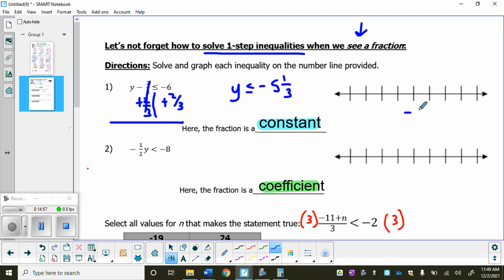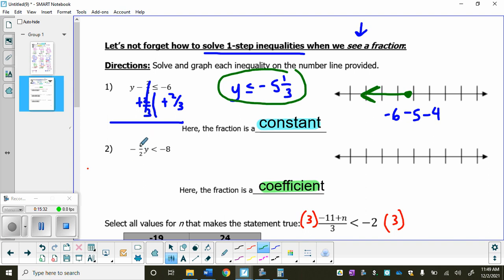So over here, if we let this be a -5, that means that this is -6, and this is a -4. So -5 and a third, if you're at -5 and go back a third of the way, you'd be like right here-ish. And for less than or equal to, we'd go this way. So that now shows that y is less than or equal to -5 and 1/3. And again, I just wanted to point out that if you only had one step and your fraction was the constant, this is what you do.